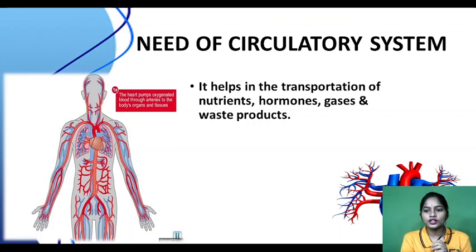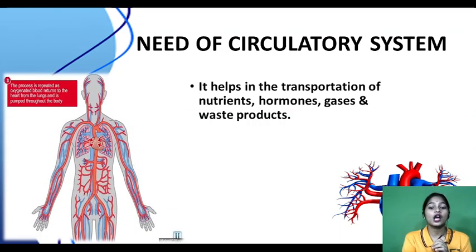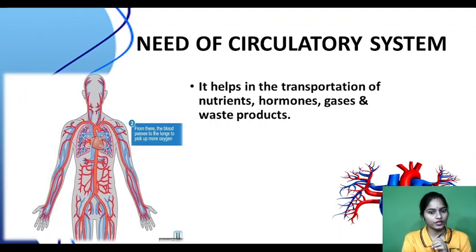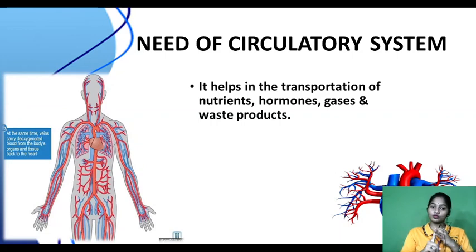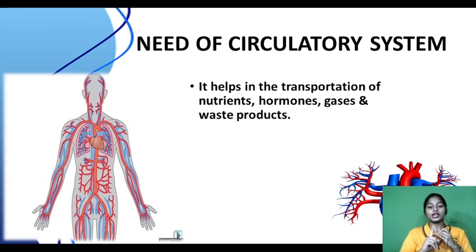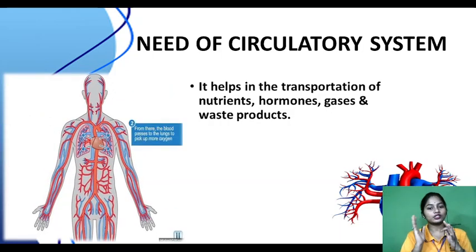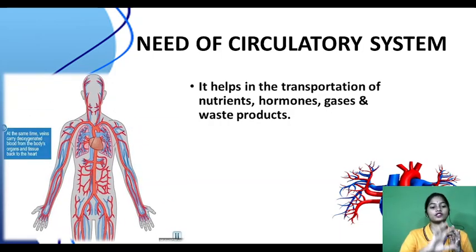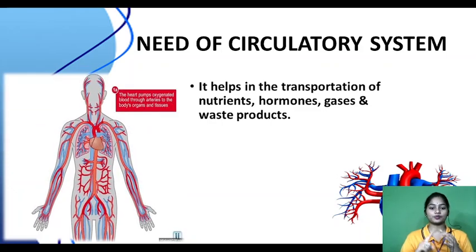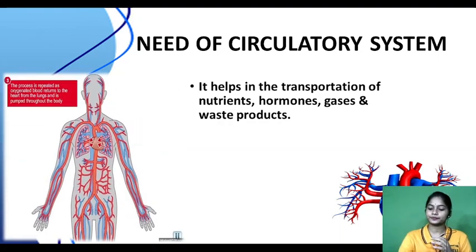Okay. Now see, what is the importance? How does the circulatory system help us? It helps in the transportation of nutrients, hormones, gases and waste products. Nutrients, we need to get energy. Hormones, for our proper growth. Gases, for gaseous exchange. And waste products, they need to be removed from our body. So the circulatory system, along with all the organs, helps in functions like transportation of nutrients, hormones, gases and waste products.